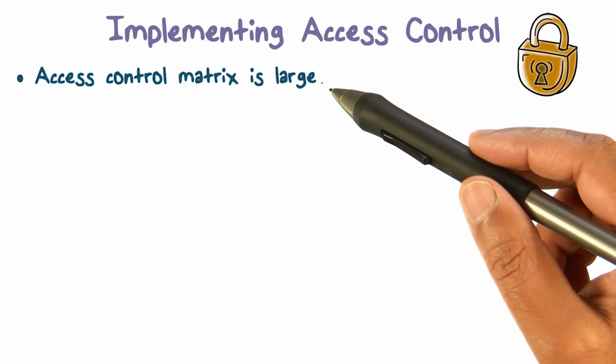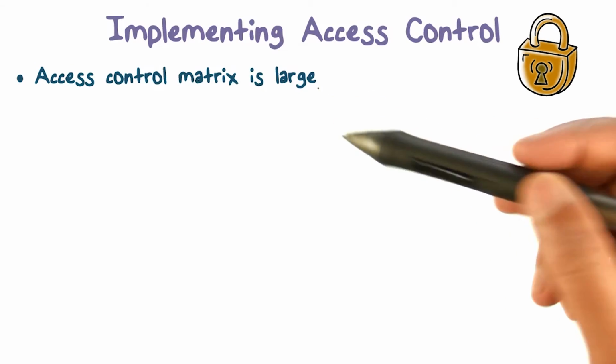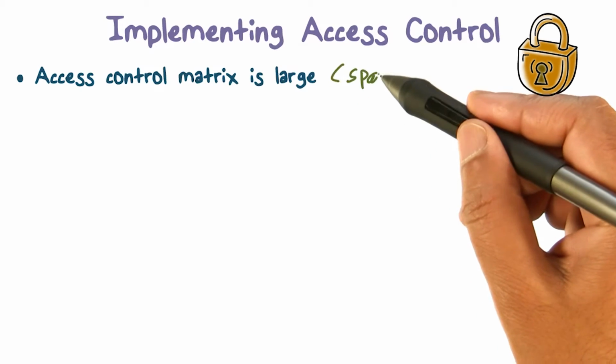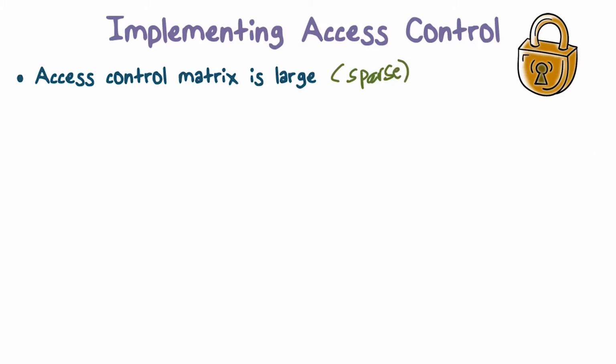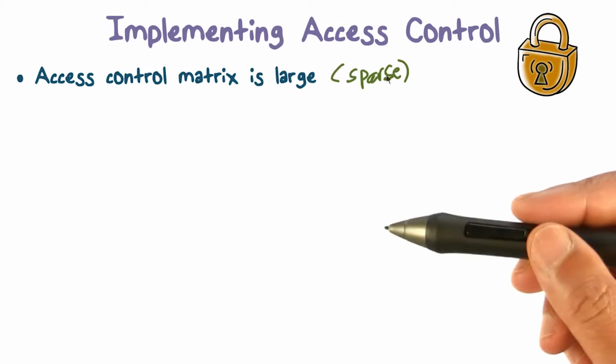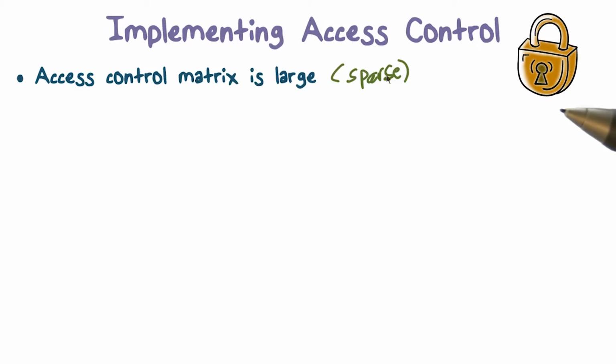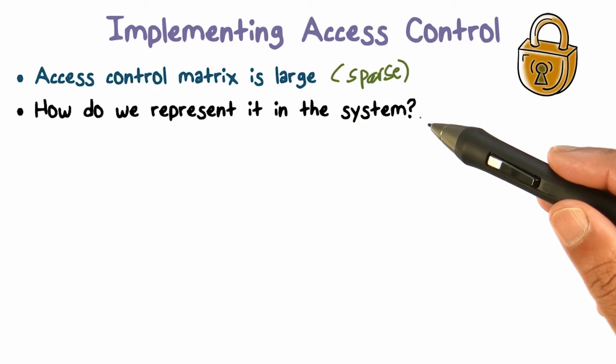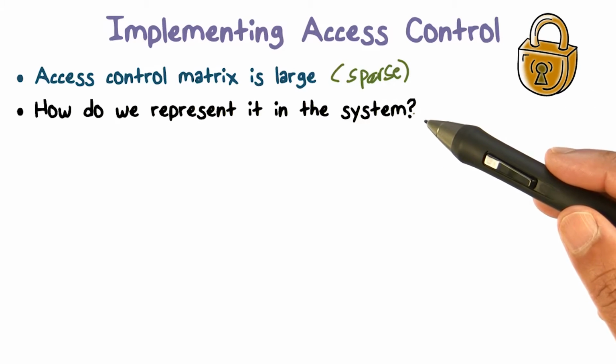So it's a large matrix, but we know that the matrix is going to be fairly sparse. Sparse matrix here really means that many of the entries in the matrix are going to be null because most users are not going to have access to a given resource. A resource is owned by somebody, he or she is going to have access to it, and maybe they choose to share it with a few other people. So the question is, how should we represent this matrix in the system?